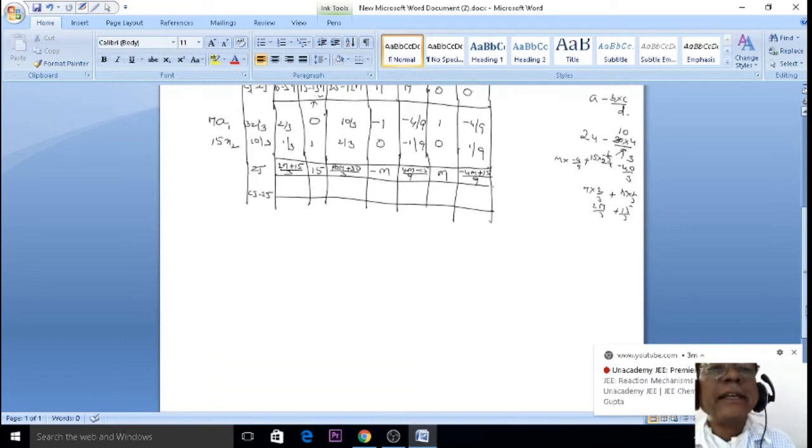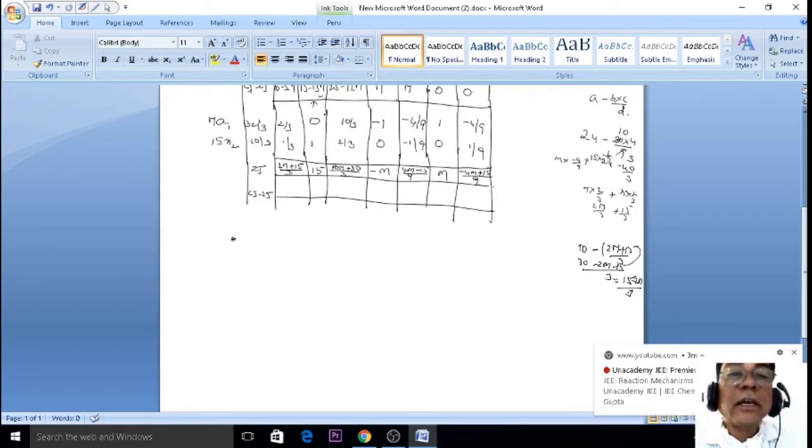So 10 minus 2m plus 15 by 3. Take LCM 3: 30 minus 2m minus 15. It means that 15 minus 2m by 3. Right? Like this: 15 minus 2m by 3.